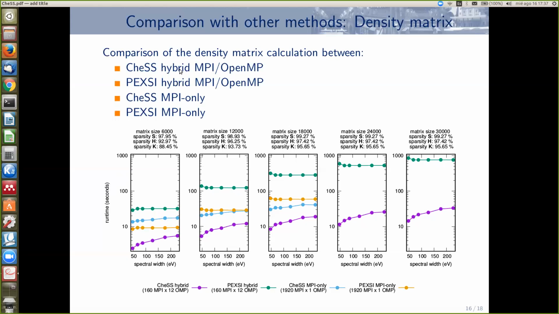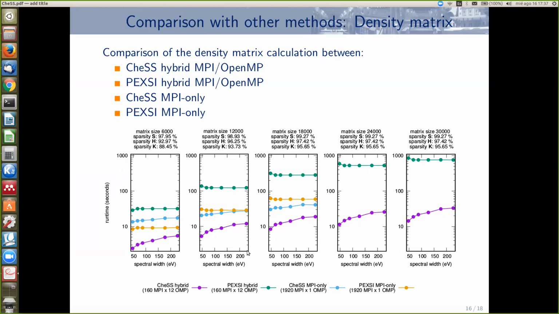So let's first look at the hybrid version. This is the purple and the green one. We see here in green the PEXI results, independent of the spectral width, as expected, more or less. And in purple, the Chess results. Again, for a small spectral width, we are considerably faster than PEXI. On the other hand, we again see this strong increase with the spectral width, but still for this range we are still faster. But we also know that PEXI, at least the version that we were using, doesn't have an OpenMP parallelization. So we are also looking at the MPI-only version.